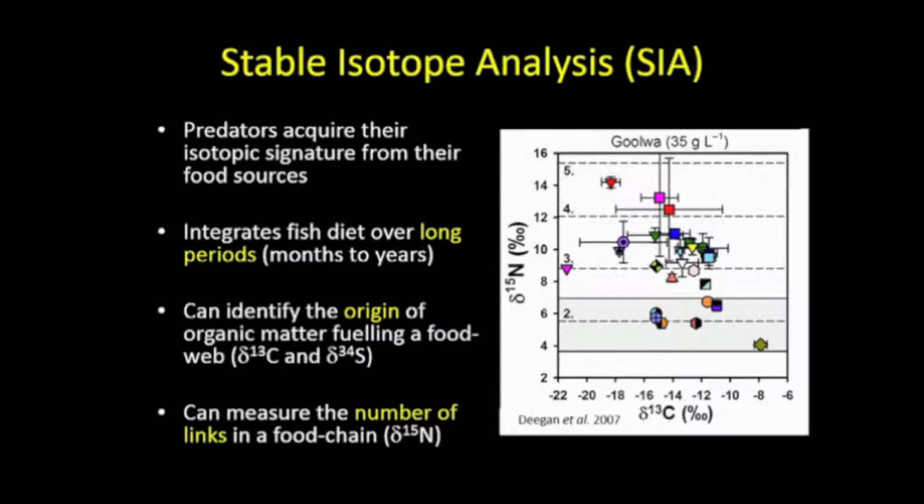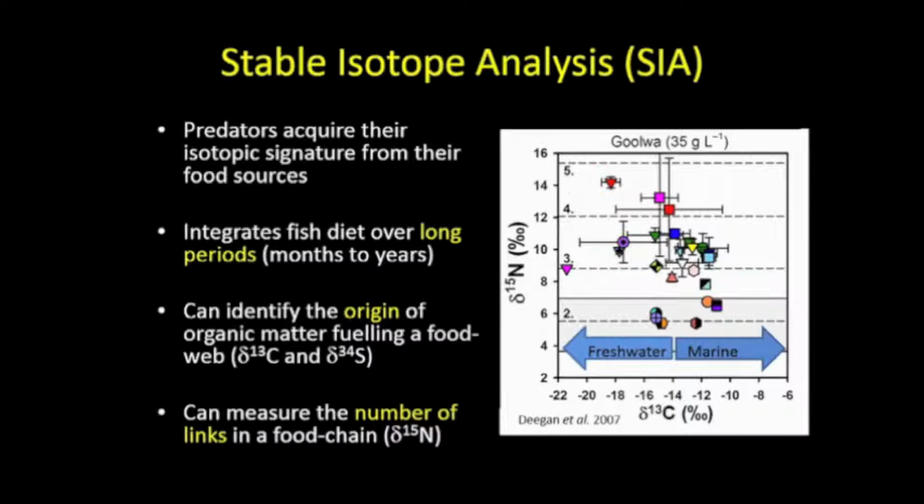Now, in particular, with carbon, predators acquire the same signature as their prey. So if something is eating something else, it effectively should sit above it on one of these graphs. So these two points I've highlighted are sandy sprat and mulloway. And again, this corroborates our other data that these fish do prey upon the other.